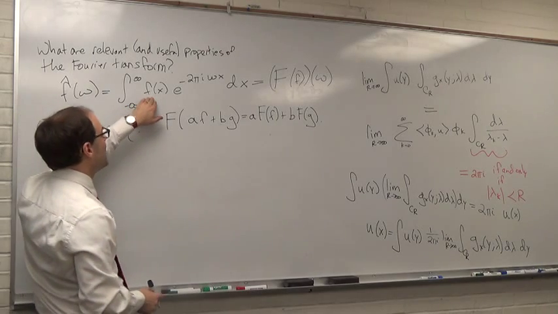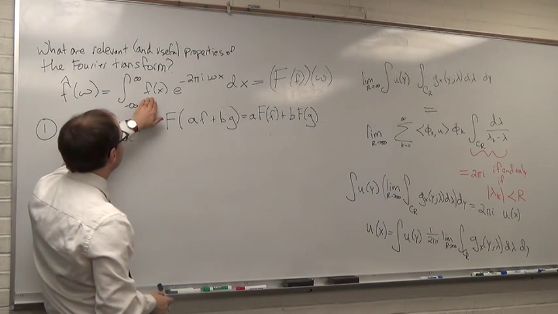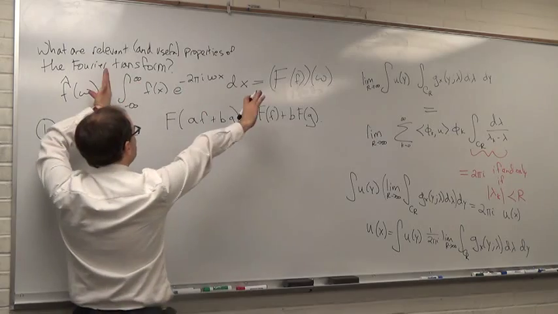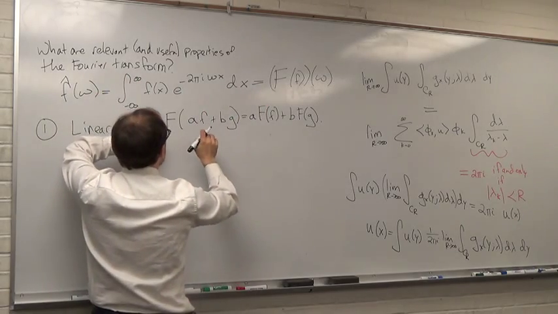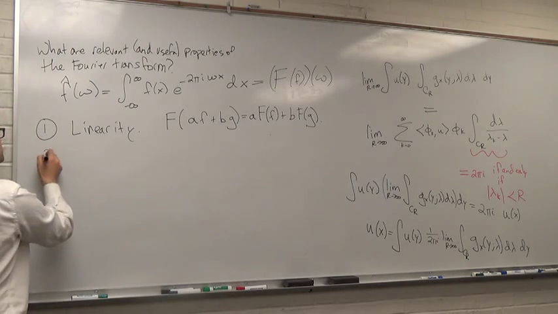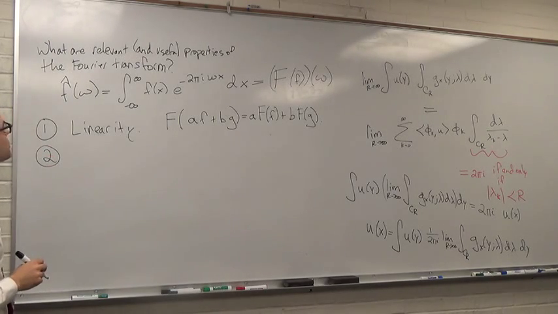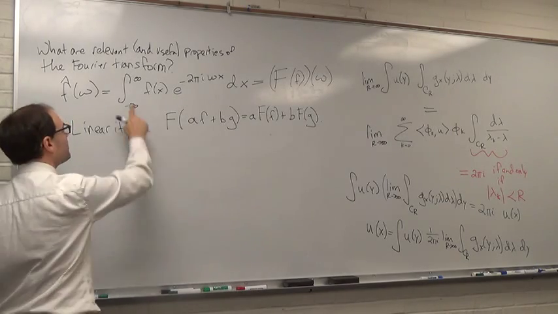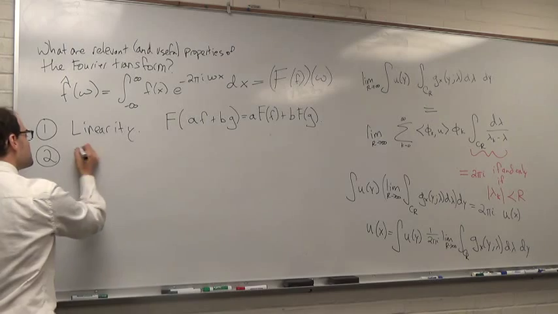That comes immediately from the fact that this is an integral. I just put af plus bg in here, split it into two integrals, pull out the a, pull out the b. So that's the end of the proof. Now there are some more subtle properties that involve manipulating the integral structure. There's some translation structure.